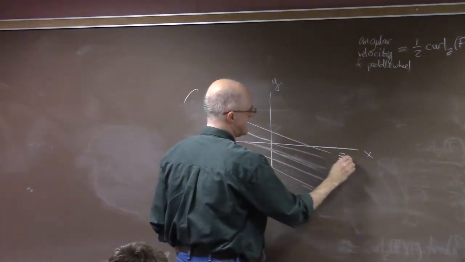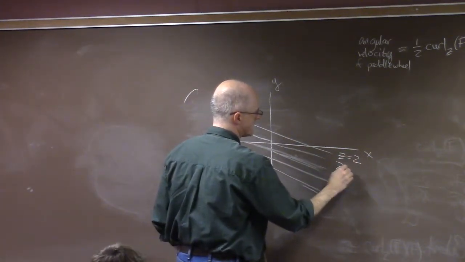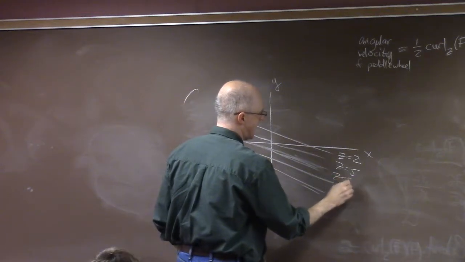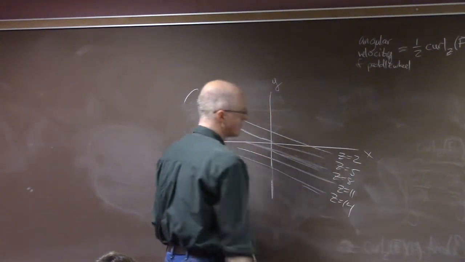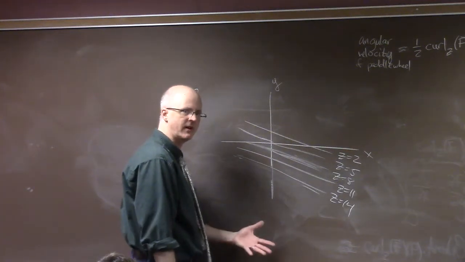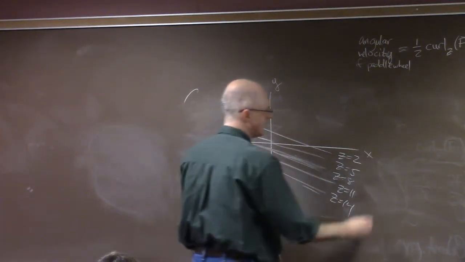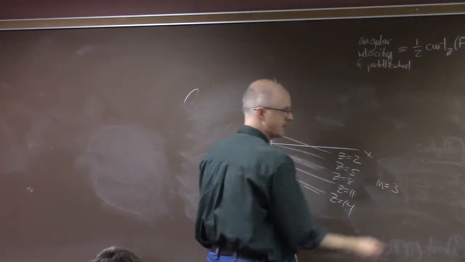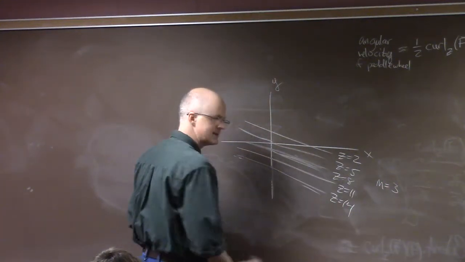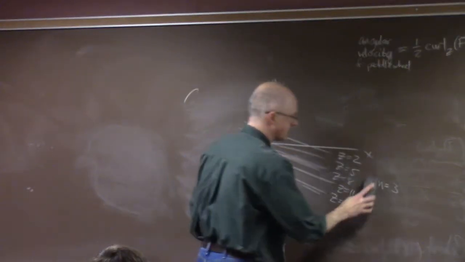Pretend this is z equals 2, z equals 5, z equals 8, z equals 11, z equals 14. Those are the outputs of the function along these curves. The contour interval, sometimes called m here, is 3. Though I think I'm going to erase that because I'm going to use m for something different now.